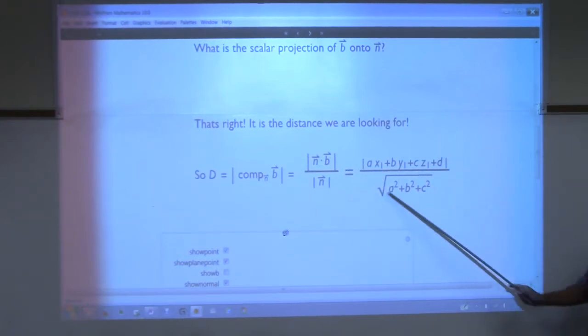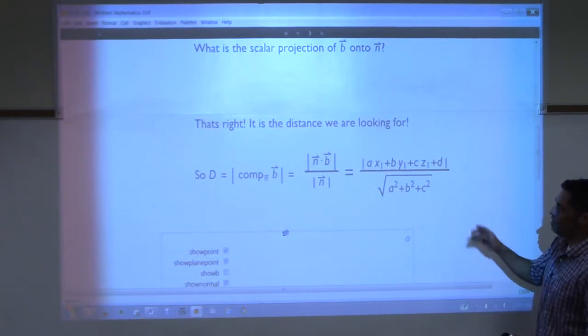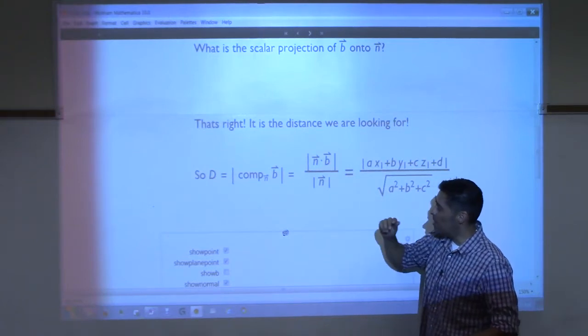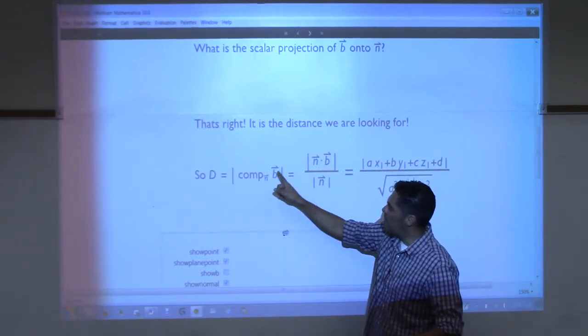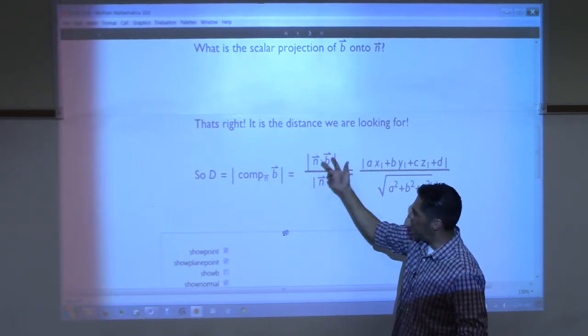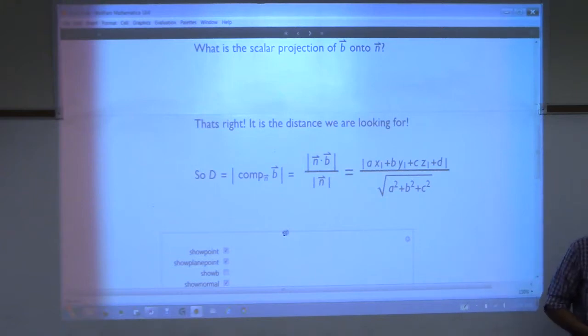This is the formula if you plug everything in, but to me that's cheating because you don't even have to think about it. This is what I would prefer you remember. If you're going to do the component of b onto n, you dot the two, get the absolute value of that, and then divide it by the length of n. Let's do an example.